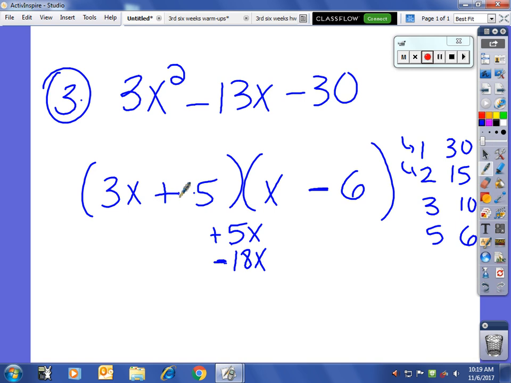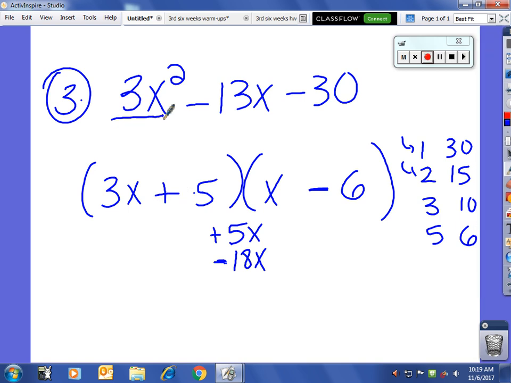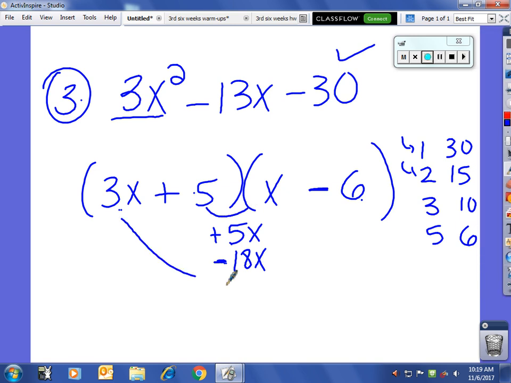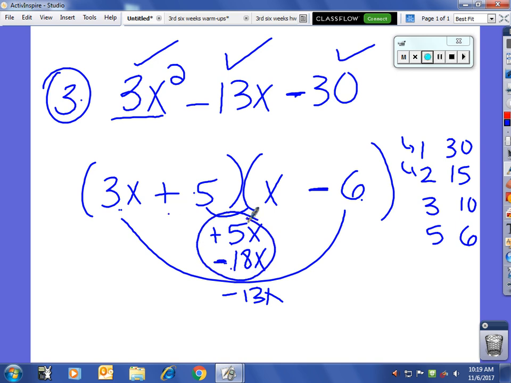And then just double check that everything worked. 3x times x is 3x squared. Positive 5 times negative 6 is negative 30. Always check that middle term, which we already did really. Positive 5x, negative 18x is negative 13x in the middle. Everything works. The only thing the negative on the back tells you is your signs are different. And when your signs are different, you really can't put the signs down until you know what combination is going to work and which one needs to be negative and which one needs to be positive.